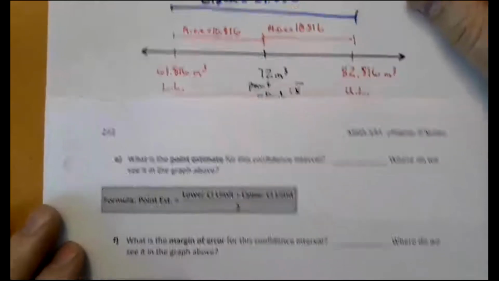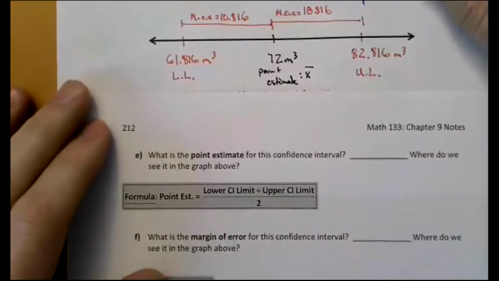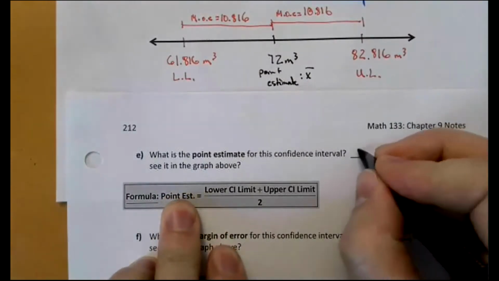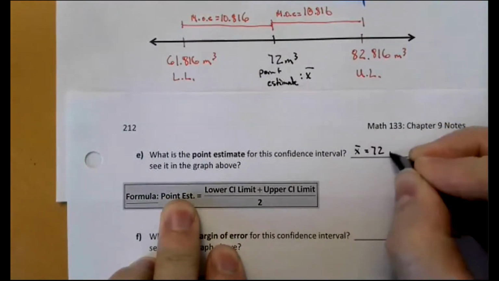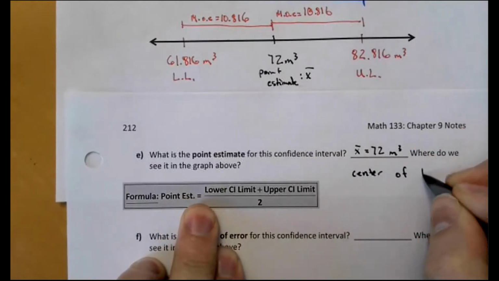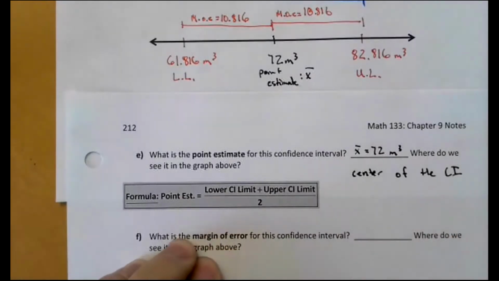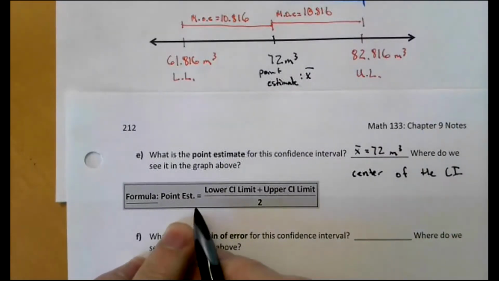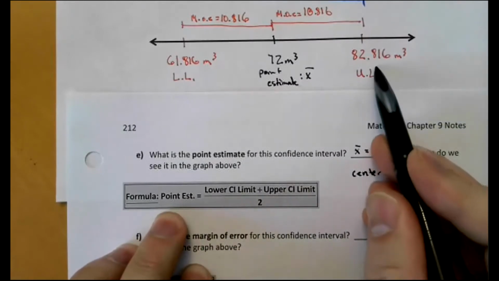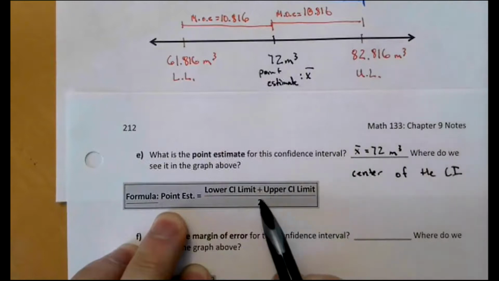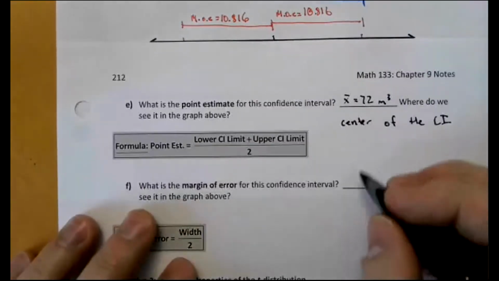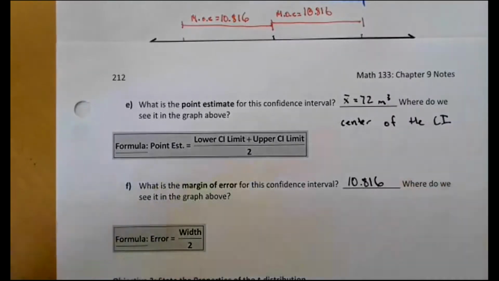Okay, so the next page asks us to find a few things. It says, what's the point estimate? Of course, we know that's the X bar that's equal to 72 cubic meters, and that's the center of the interval. Recall that if we knew the confidence interval, we would add the upper and lower limits together and divide by 2, and that would get us the center. And then the margin of error was that 10.816.